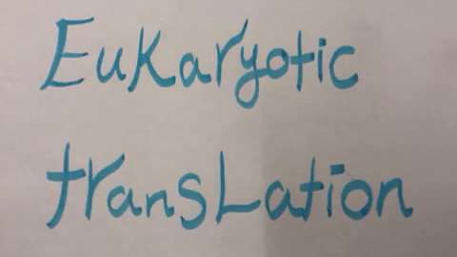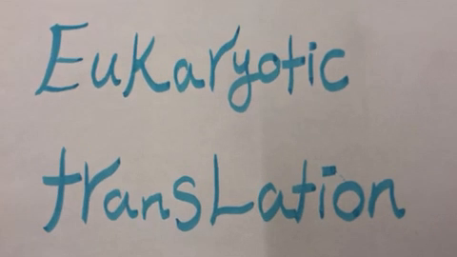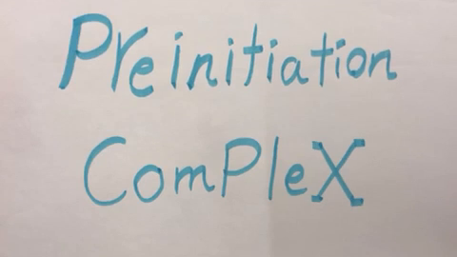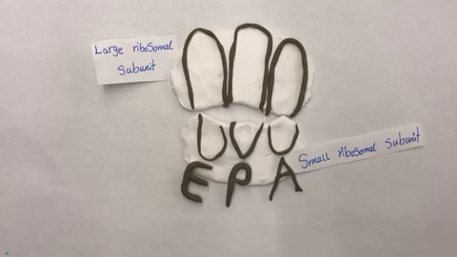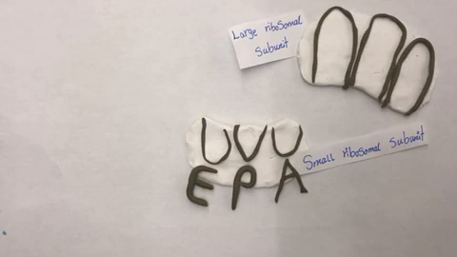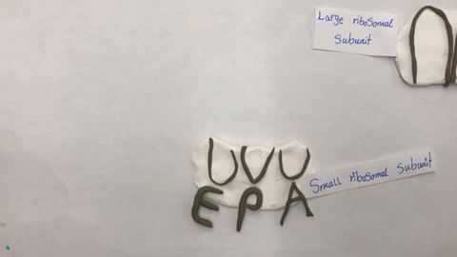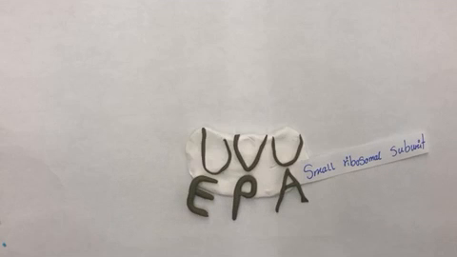In this video, we are going to be talking about eukaryotic translation. The first step is the formation of the pre-initiation complex. As the large ribosomal subunit dissociates, it leaves the small ribosomal subunit exposed, where 4 initiation factors can bind.